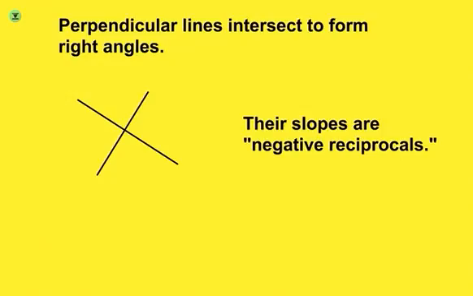So perpendicular lines intersect to form right angles. These two lines are examples of perpendicular lines because if I were to take a protractor and measure these angles, they would be perfect right angles or 90-degree angles. Their slopes are negative reciprocals.